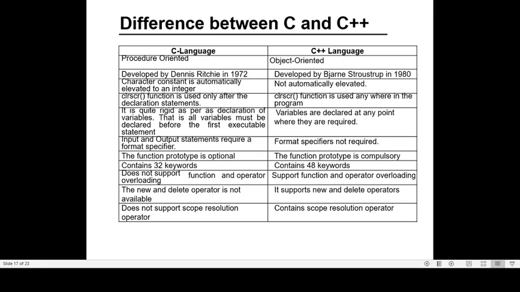The main difference is this: in C there is no hiding of data. Hiding of data means the data are present in our memory, but we cannot see them. But that facility is available in C++.